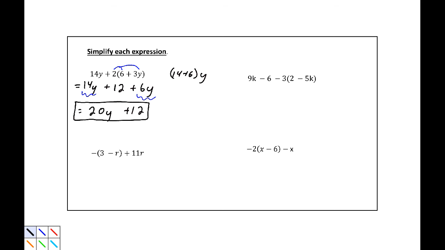Next example, we have minus, or negative, parentheses, 3 minus r, close parentheses, plus 11r. That will cause me to take the opposite of 3 minus r, which is negative 3 plus r. I'll bring down plus 11r. Negative 3 plus r plus 11r. Well, r and 11r are like terms. That would be 12r. So I have 12r minus 3.